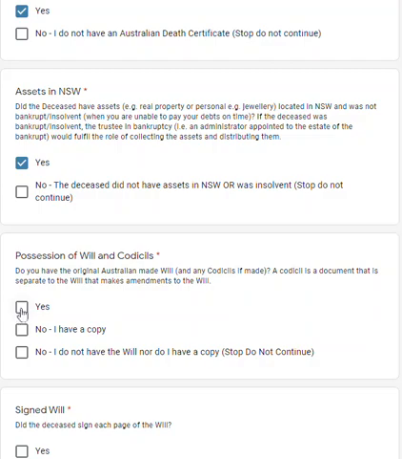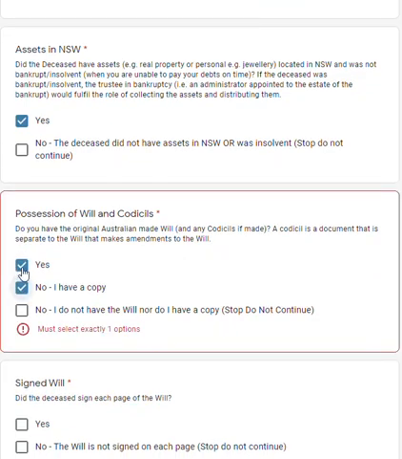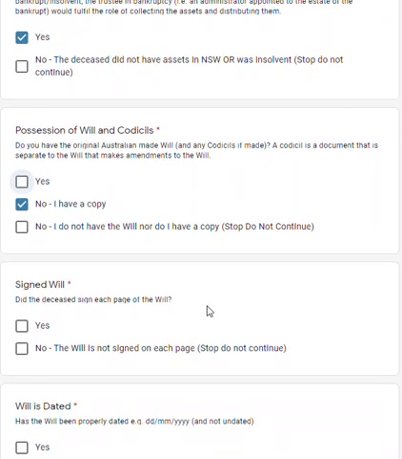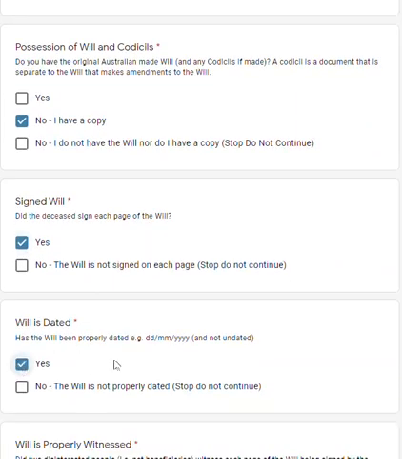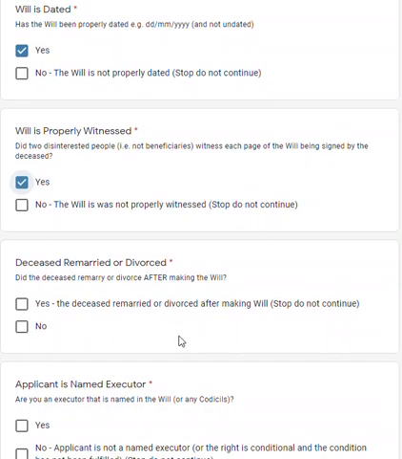You must have possession of the will or any codicils, or if you don't, you must have a copy of them, in which case the application is changed and additional information will be needed. The will must be signed, it must be dated, it must be properly witnessed by disinterested people. The executor must also take care that the will must not be revoked by reason of the deceased having remarried or divorced after the will being made.